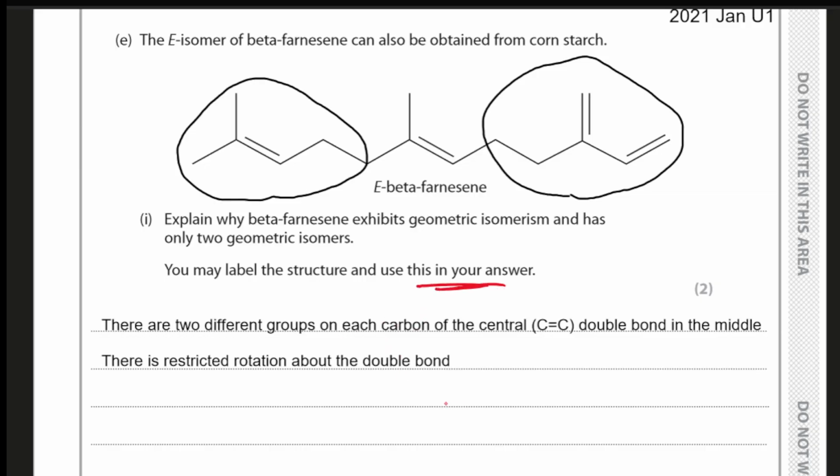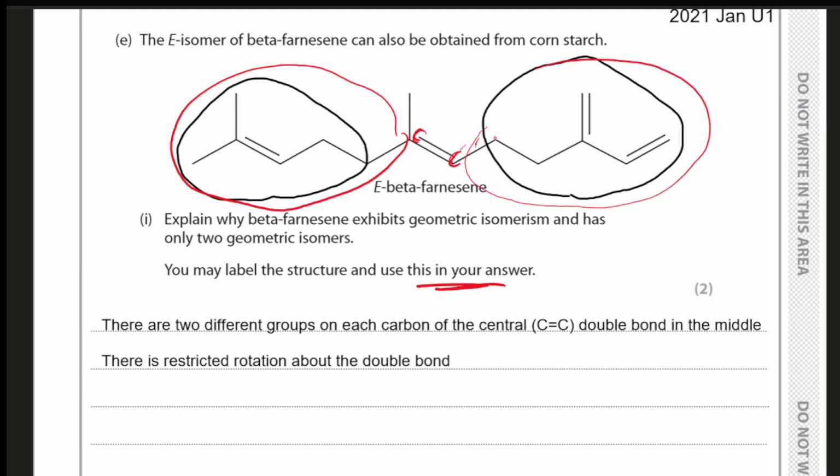Now if you check out right here, on these two parts, there are 2 different groups on each carbon of the carbon to carbon double bond in the middle. So as you can see clearly, these are the 2 carbons, where this is one different group, and that is one, and in this carbon there is one different group attached.